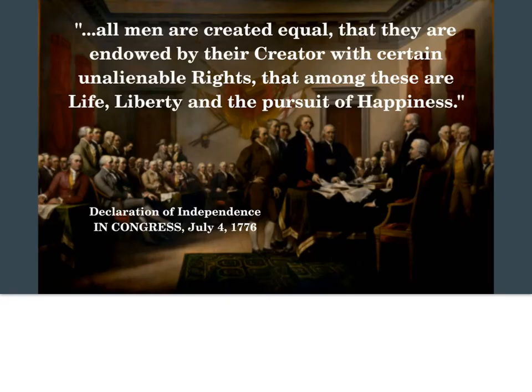This is a little section of the Declaration of Independence, a very popular section that you'll see a lot. It says all men are created equal, that they are endowed by their Creator with certain unalienable rights, and these rights cannot be taken away by the government. They are life, liberty, and pursuit of happiness.